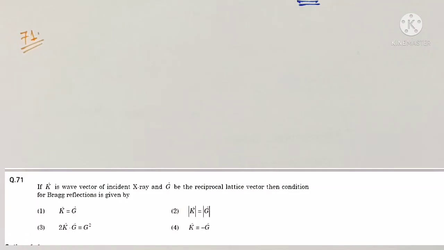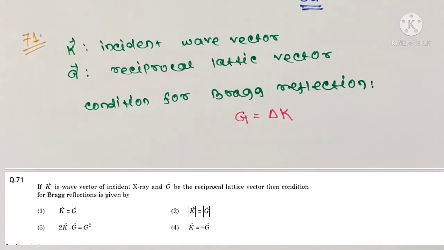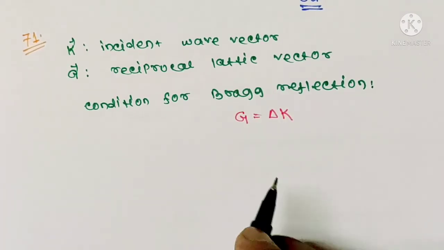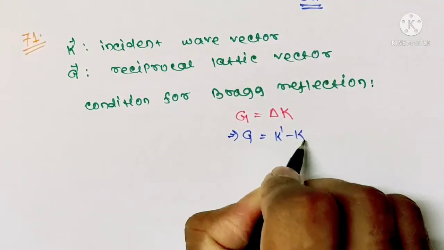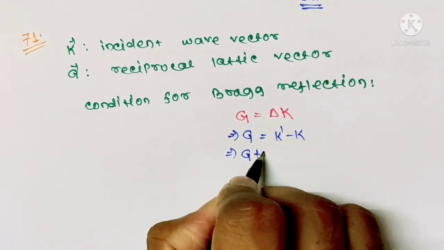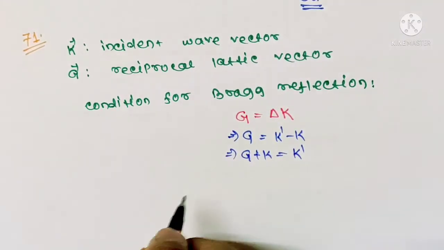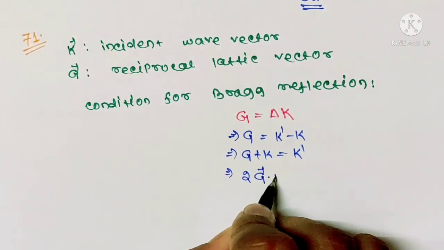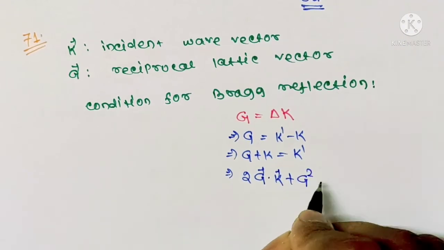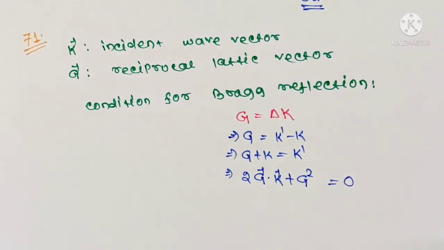Question number 71. If K is the wave vector of the incident X-ray and G is the reciprocal lattice vector, then the condition for Bragg reflection is given by? We know the condition for Bragg reflection is G equal to delta K, that is G equal to K dash minus K, or G plus K equal to K dash. Now squaring both sides, you will find that 2G dot K vector plus G square equals 0. So this is one condition for Bragg reflection.